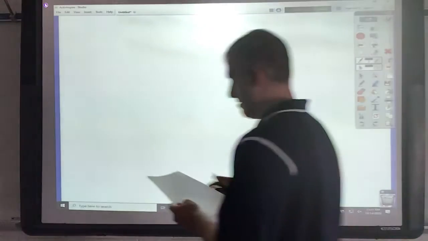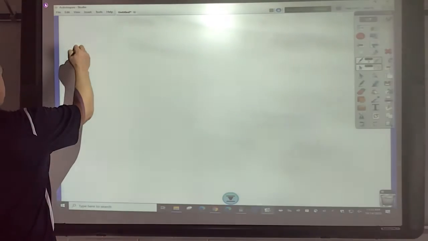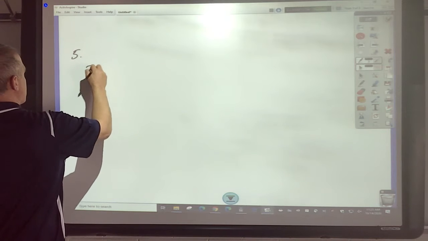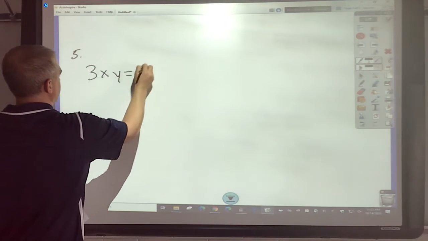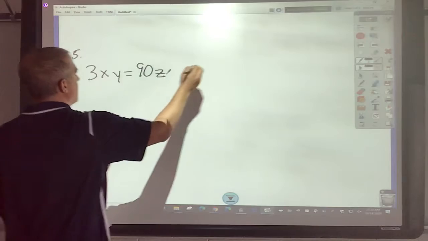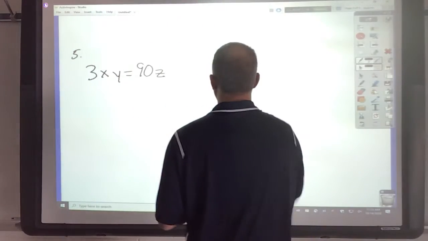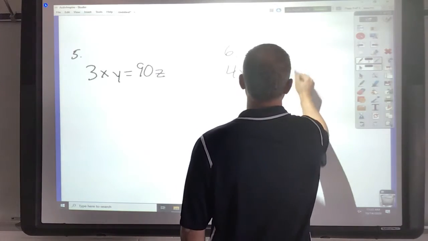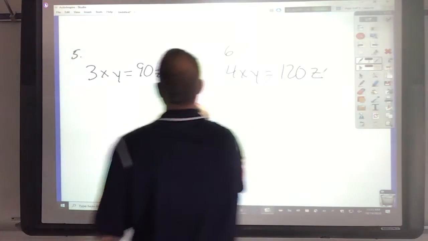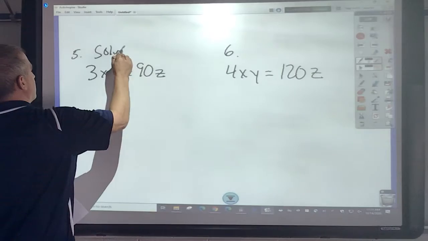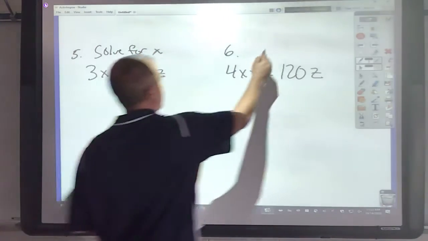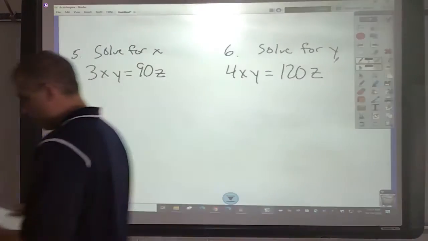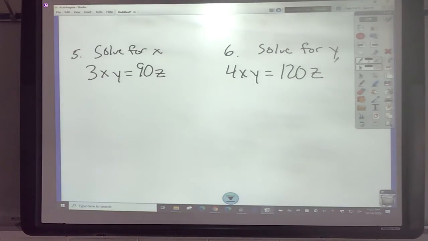Okay, so this is problem 5. I'd like you to copy these down. Let's say 3xy equals 90z. And let's say 4xy equals 120z. We're going to solve for x in the first one, and we are going to solve for y in the second one. Go ahead and copy those two down.